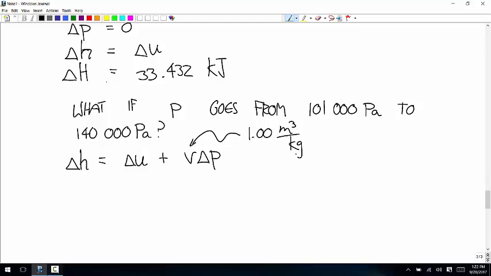That's not right. So that should be times 10 to the minus third. A cubic meter of liquid water has a mass of 1,000 kilograms.